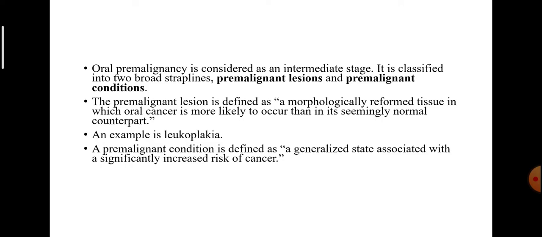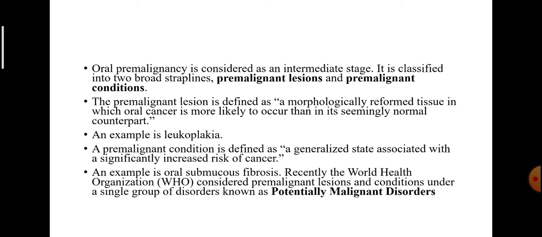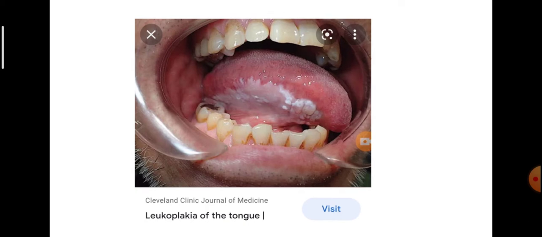A premalignant condition is characterized as a generalized state associated with a significantly increased risk of cancer. An example of a premalignant condition is oral submucous fibrosis. Recently, the World Health Organization considered premalignant lesions and conditions under a single group of disorders known as potentially malignant disorders. That's a leukoplakia of the tongue.